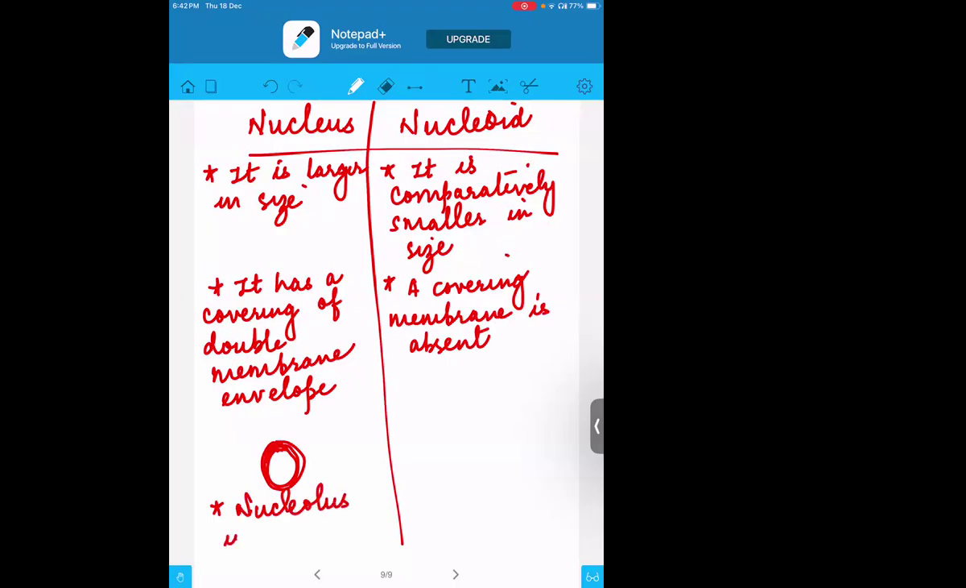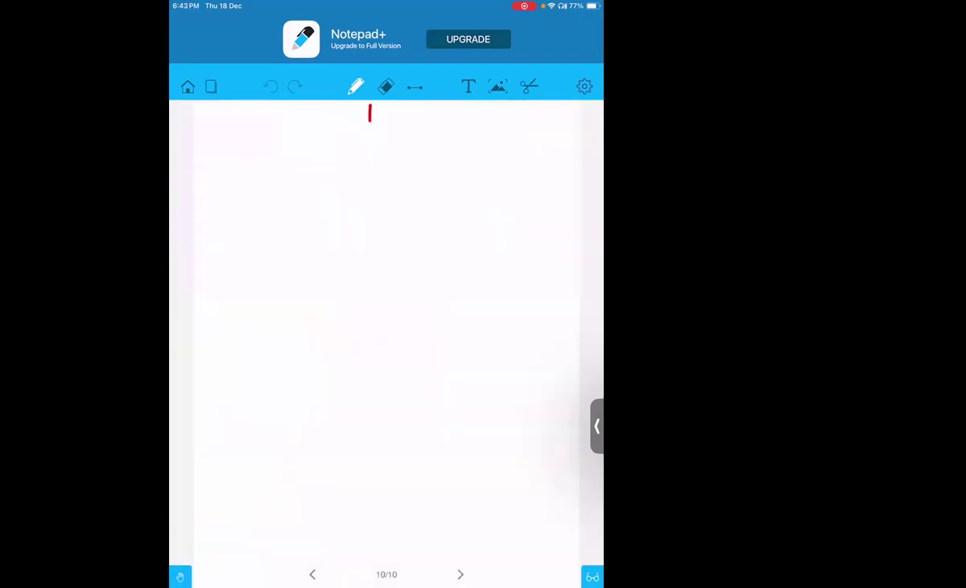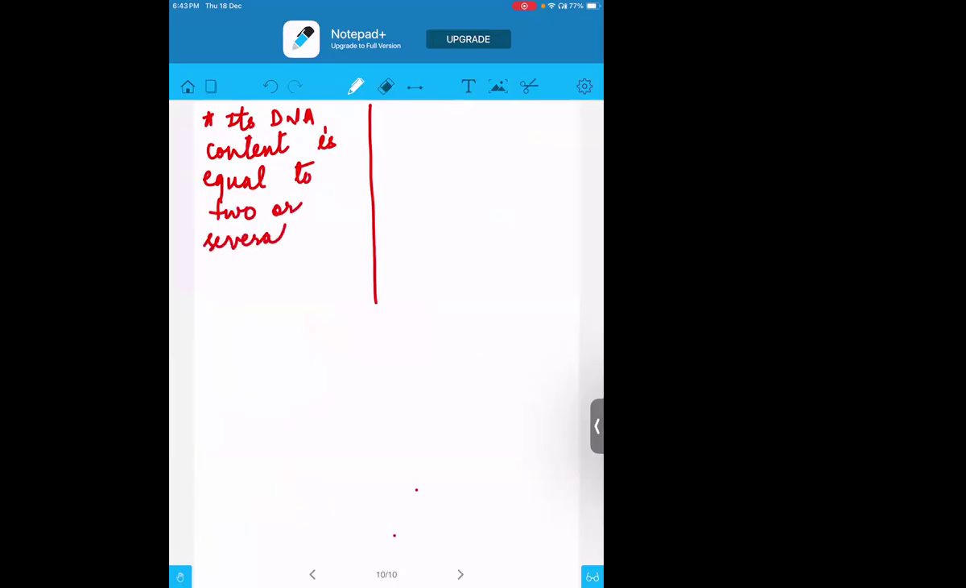The next one: the nucleolus is present in the nucleus. They have a small round spherical structure present in them, whereas in the nucleoid, the nucleolus is absent. Then the next one: its DNA content is equal to two or several DNA molecules. Whatever DNA they have is basically equal to many DNA molecules.